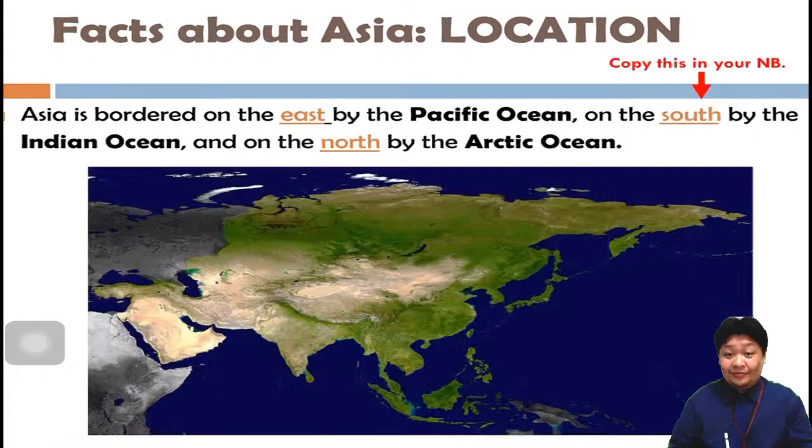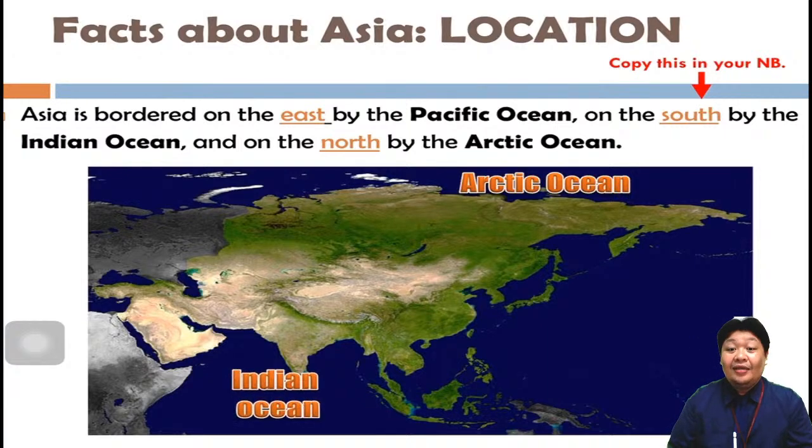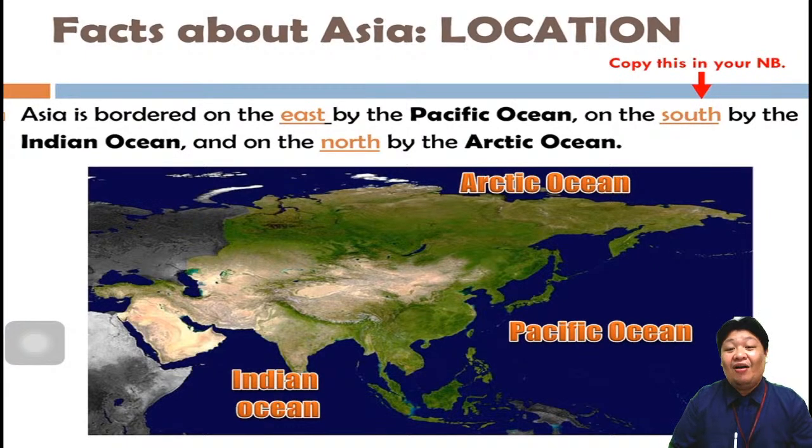Okay, next, let's move on. After looking at the border between Europe and Asia, let's go to the other borders of Asia. Asia is bordered on the east by the Pacific Ocean. This is the Arctic Ocean in the north. Asia is surrounded by oceans as well: Arctic Ocean in the north, Indian Ocean in the south, and Pacific Ocean in the east. These are the three big oceans that surround Asia. Again, Arctic Ocean in the north, Pacific in the east, and Indian Ocean in the south.